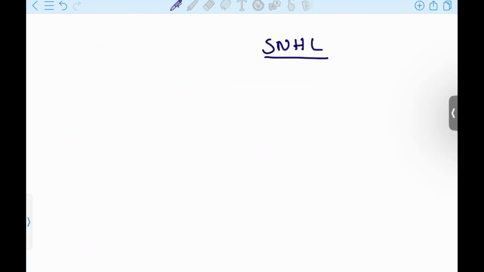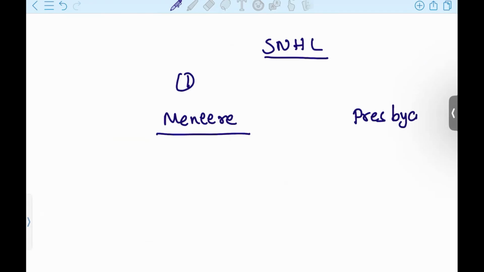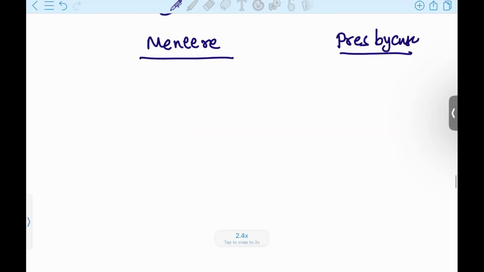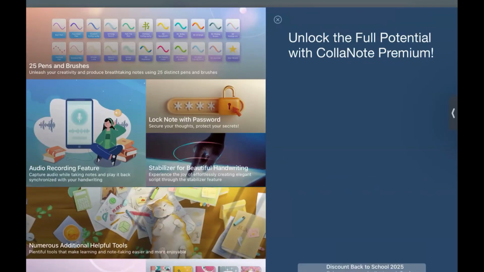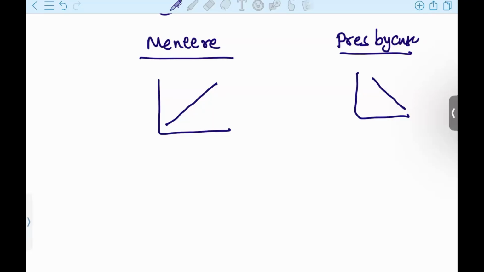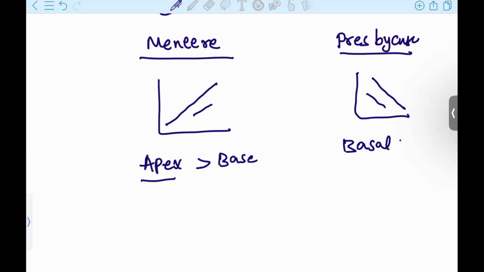What are those? So the first one is Meniere's disease, and the second one is presbycusis. In this condition, if you do the audiometry, Meniere's disease will be uplifting, whereas presbycusis will be downsloping. And how can you differentiate other than that? There is a cochlear damage in both. So when the cochlear apex is involved, it will be leading to the uplift when compared to the base. And in the basal region of the cochlea, mostly downsloping. So this is how you can differentiate between presbycusis and Meniere's disease.